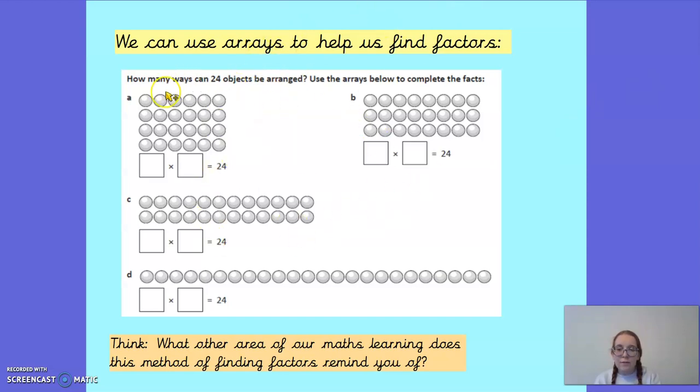We've got 24 arranged in different arrays. And I've got a little think point for you. What other area of our maths learning does this method of finding factors remind you of? Maybe have a look at the shapes in play here.